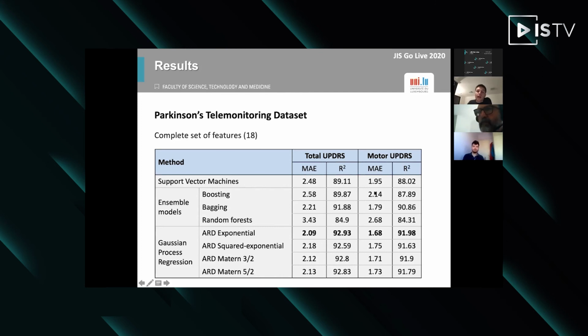quite a small error. And the second measure is the coefficient of determination, which is basically a number between 0 and 1, or 0 and 100%, and it represents the square of the correlation between the predicted value and the ground truth value, and values that are closer to 100% give better models, or explain better models. So we can see that Gaussian processes performed better than the baseline models by several percentage points as measured by the coefficient of determination, and we can observe similar results also for the motor UPDRS scale.